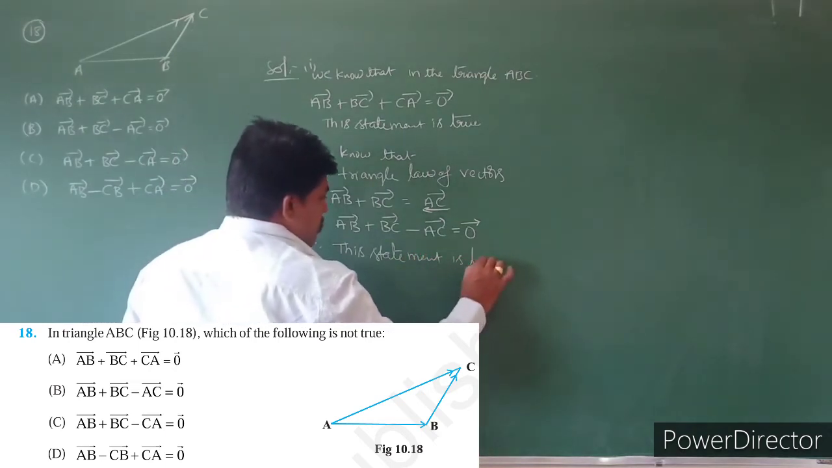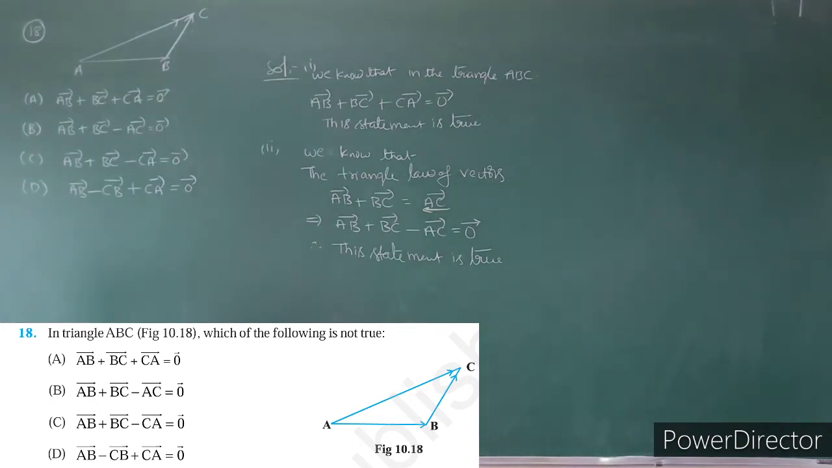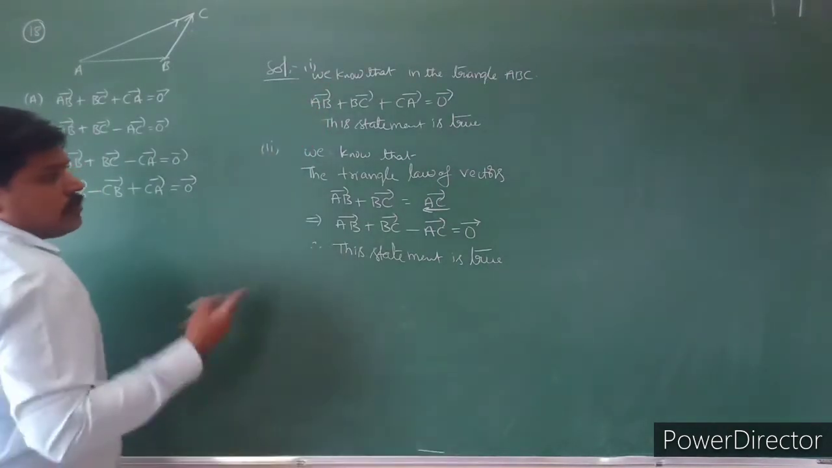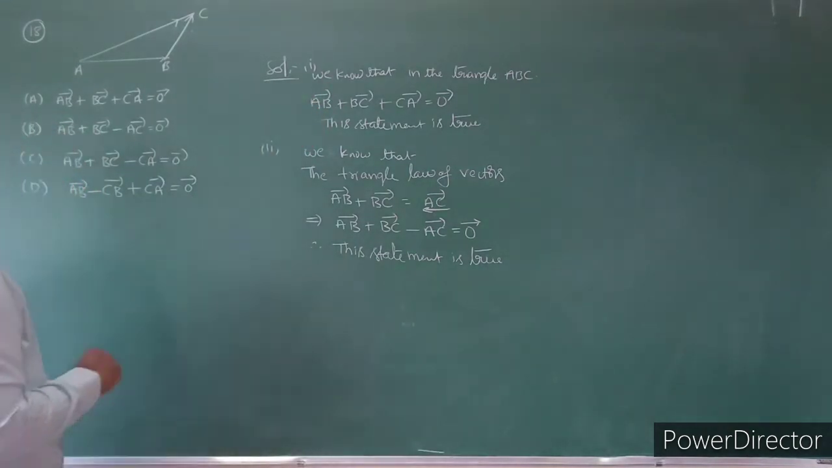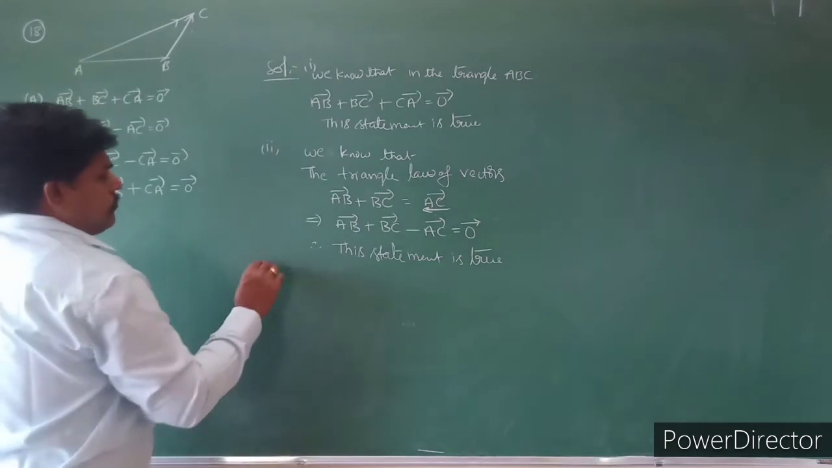This statement is true. So that means it is also true. But in the question they are asking, which one is not true? That is the question. Okay, this is also true, this is also true. So this is not the option. So what is that? I will check the condition number C. See that one, the third option.